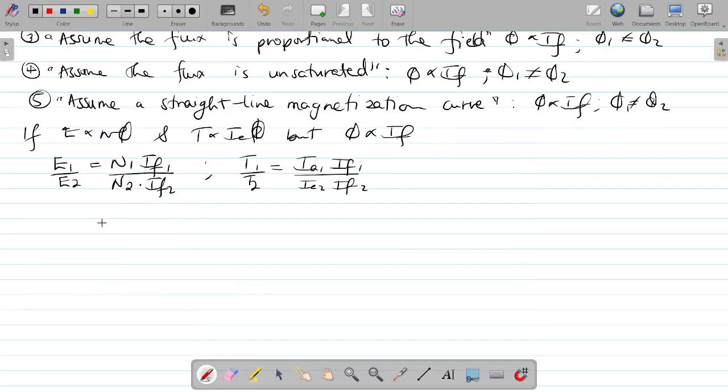So now, related to these conditions and circuits, let's go back to circuits, and let's say flux proportional to the field.